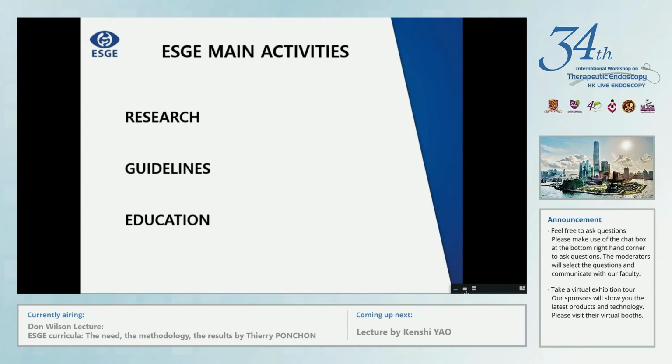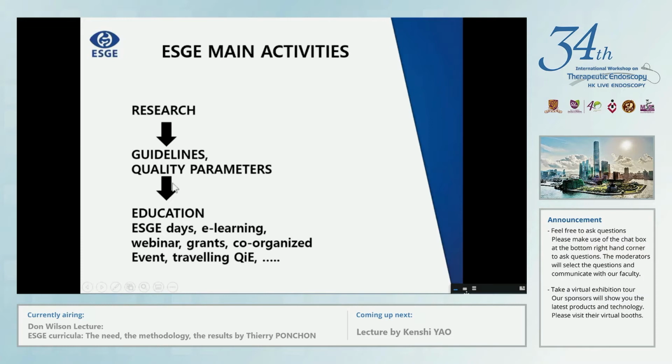If you look at the ESGE main activities, you see there you have 3 lines. It's more or less like a river, okay? First of all, we promote and we do research. Then from the findings of the research, we can write guidelines. And then following guidelines, we try to spread the guidelines through education. So there is a stream, a flow in between research, guidelines, and education. Also, we have in between quality parameters. They are also linked to guidelines.